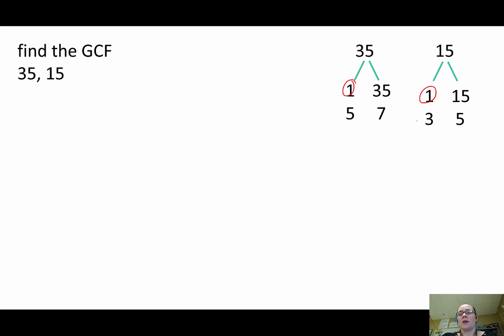All right, so let's look at the GCF of 35 and 15. Factors of 35 are 1 and 35, and 5 and 7. Factors of 15 are 1 and 15, and 3 and 5. So what is the biggest factor that those two have in common? Well, we know they have 1s in common, but they both also have 5 in common. So the greatest common factor of 35 and 15 is 5.